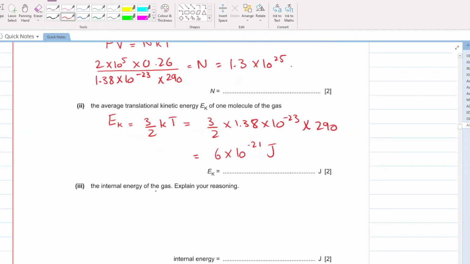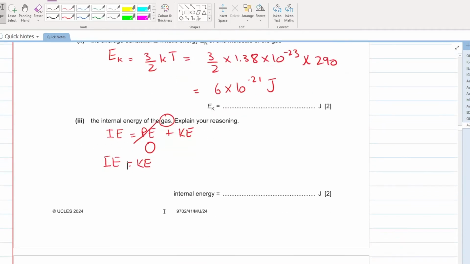You have to calculate the internal energy of the gas. How will you do that? Very, very easy. The internal energy of any object is equal to what? Potential energy plus kinetic energy. But since this is an ideal gas, the potential energy will be zero. The internal energy will only be equal to kinetic energy.